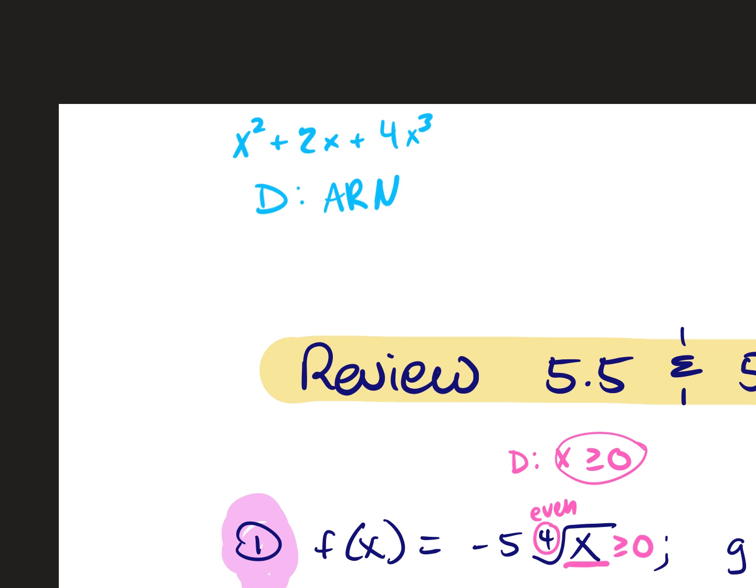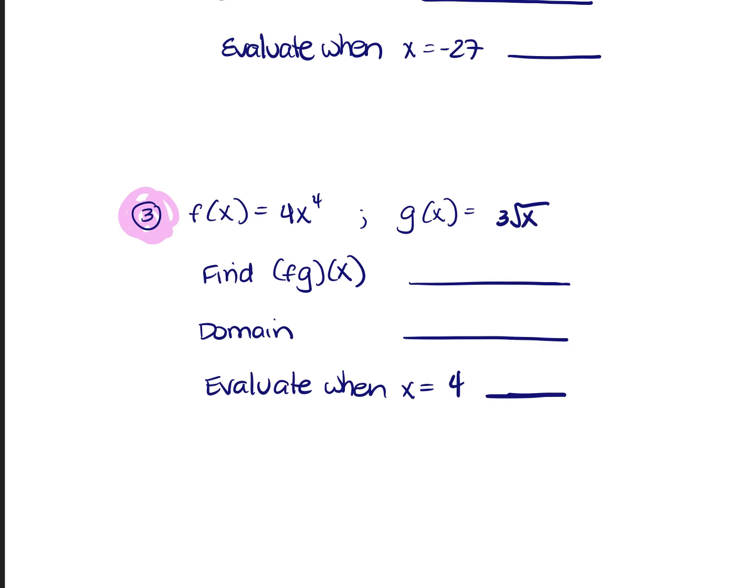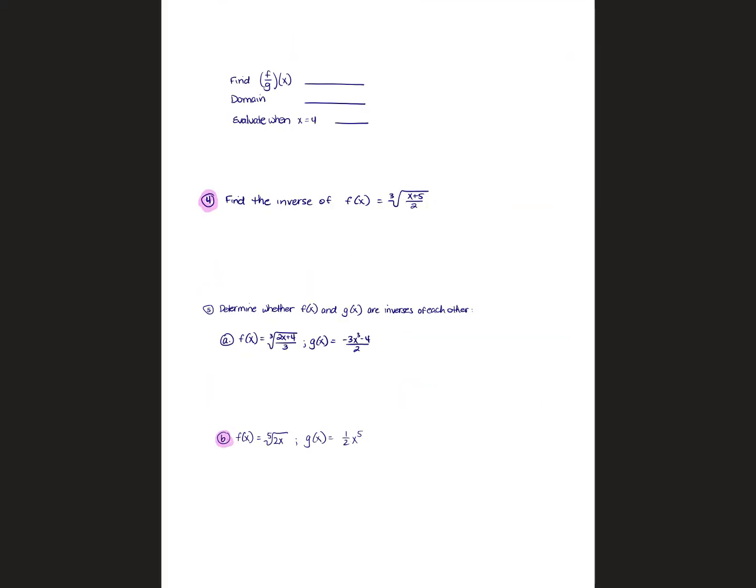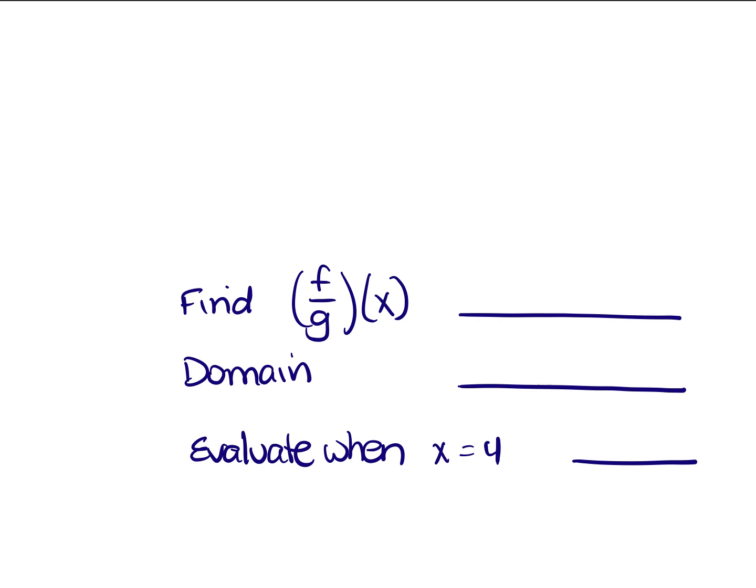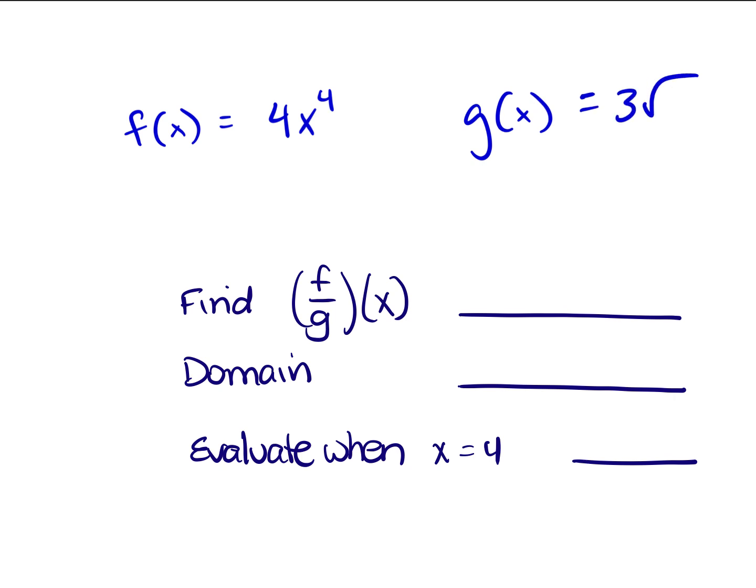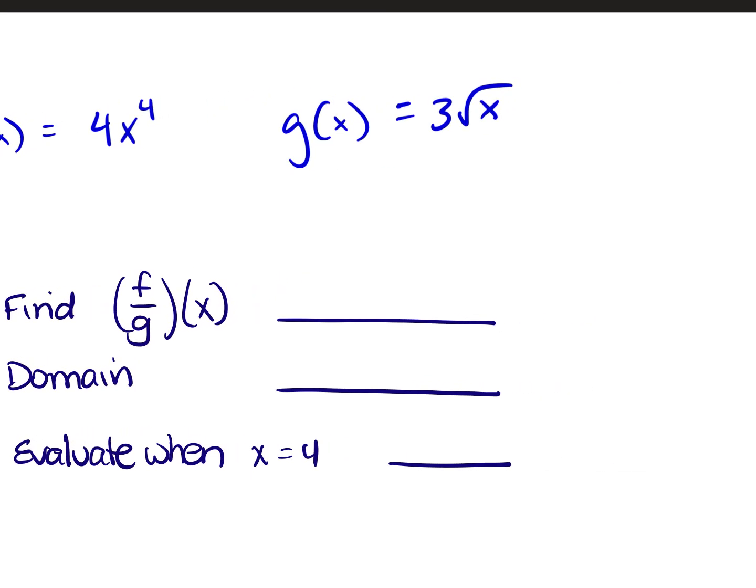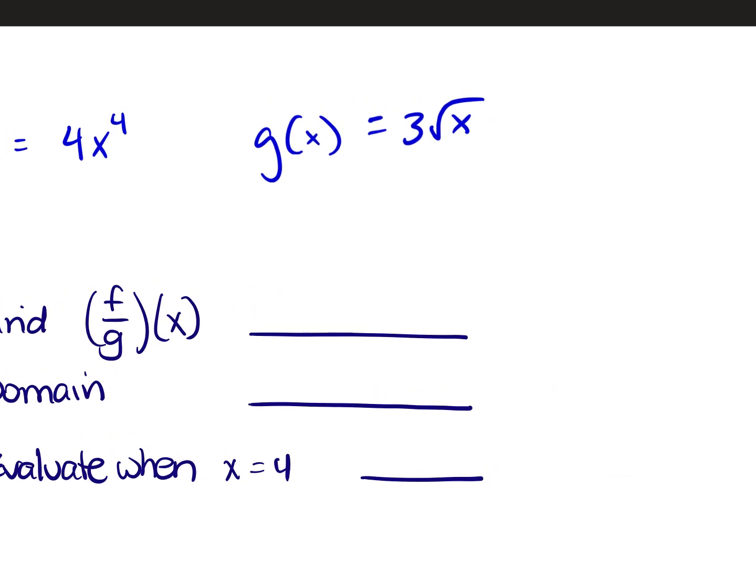All right, next we're going to take a look at 3, but the dividing part. So going to the next page. So f is 4 times x to the 4th power, and g is 3 times the square root of x. So we want to find f divided by g. So we're going to take function f, 4x to the 4th power, and divide it by function g, 3 times the square root of x.